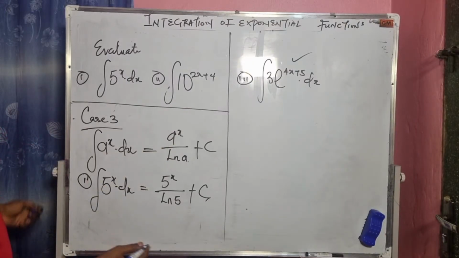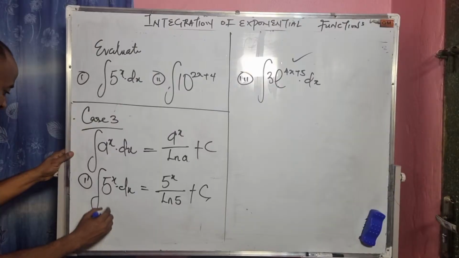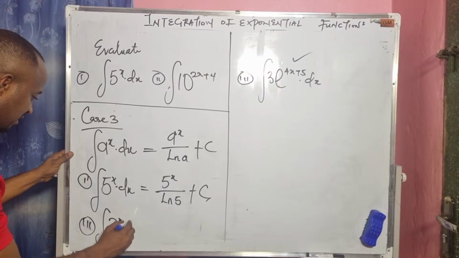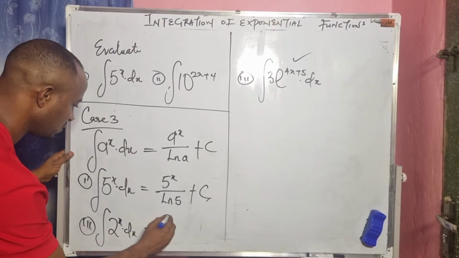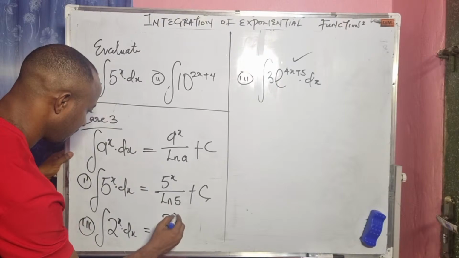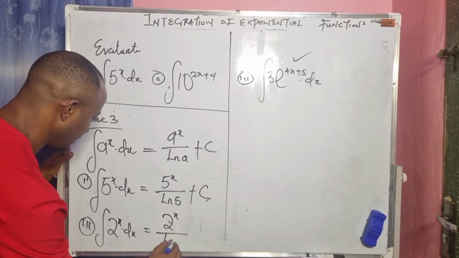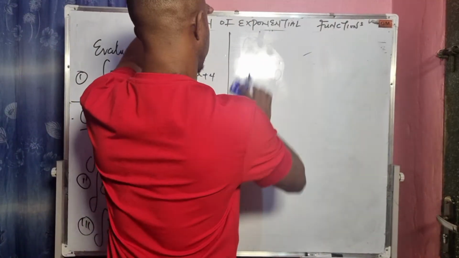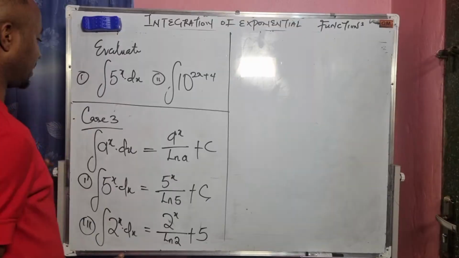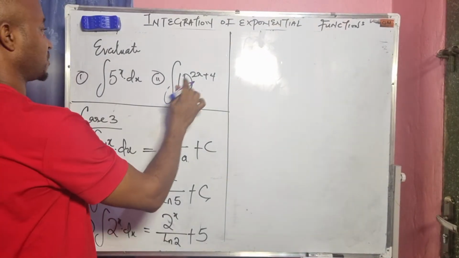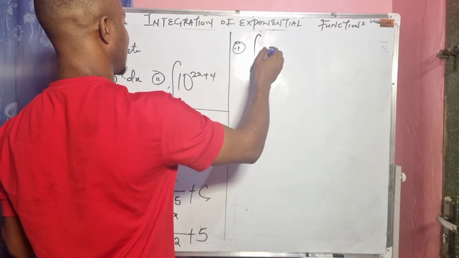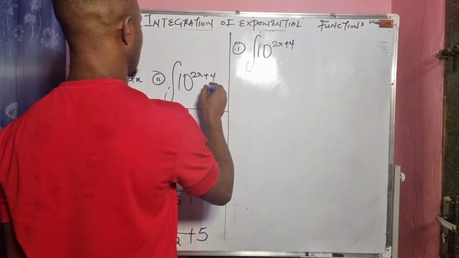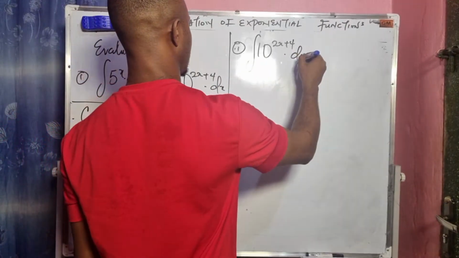Now let's solve this. If I have something of this nature, let's say the integral of 2 to the power of x dx, what would that be? 2 to the power of x divided by ln 2 plus c. But listen, guys, if I have a function like this that says the integral of 10 to the power of 2x plus 4 dx, look at this here.